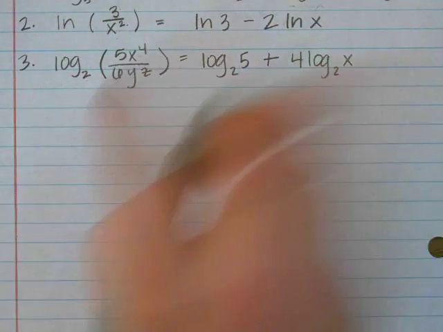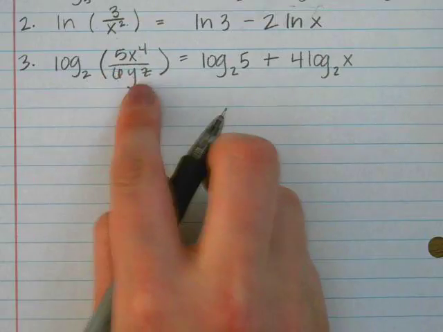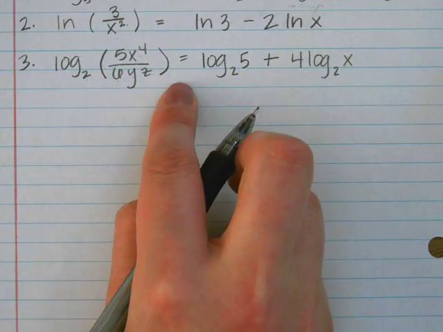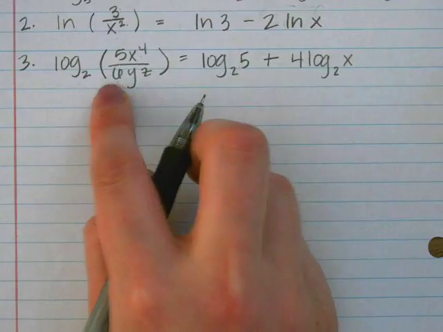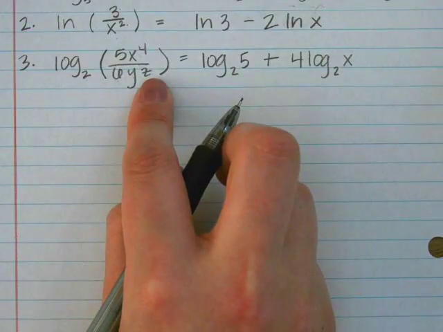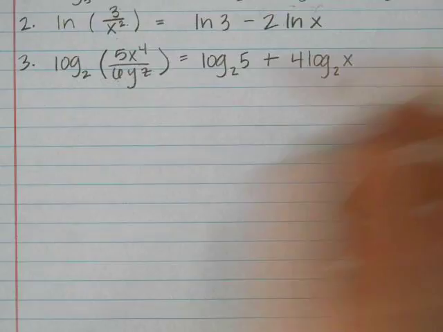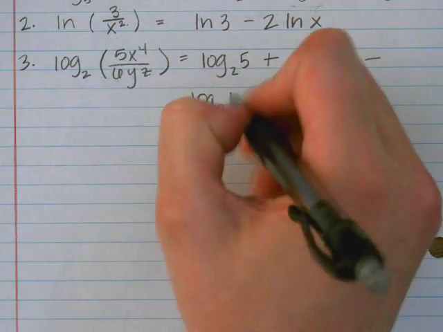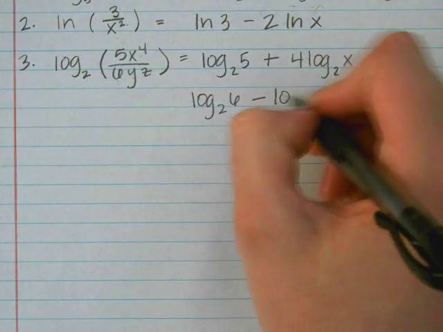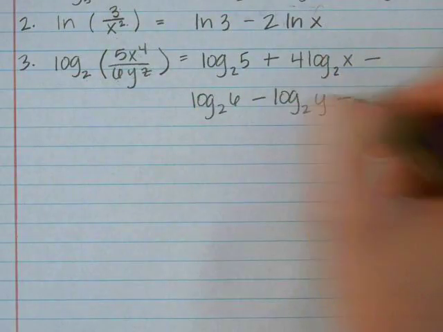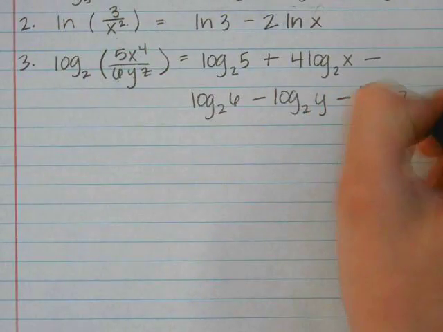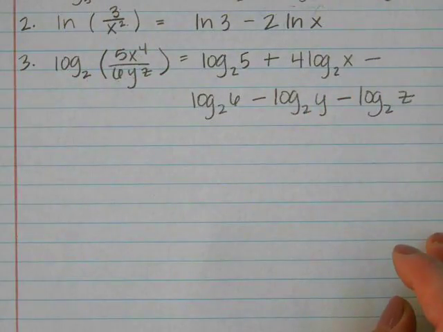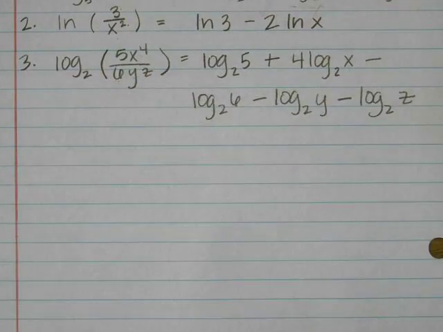Yep. And then these are on the bottom, so we're going to go minus, minus, minus, because they're all on the bottom. Does that make sense? Yes. Minus log base 2 of 6 minus log base 2 of y minus log base 2 of z. We're minusing all of them because they're all on the bottom. So minus, minus, minus.